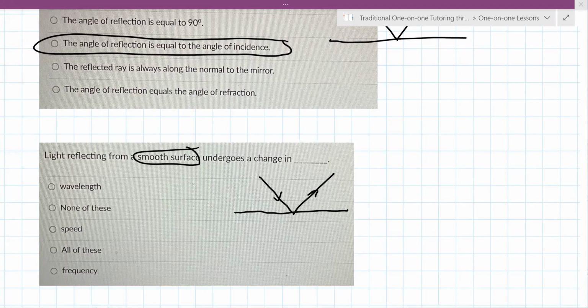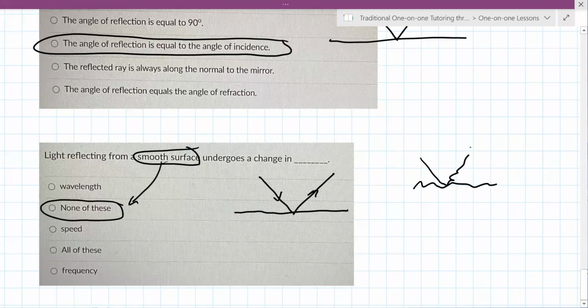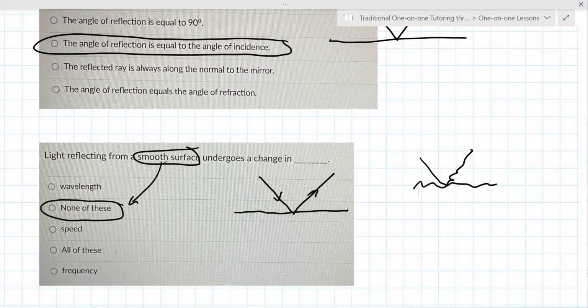So based on our earlier discussions, we just said it just bounces. It doesn't do anything. So I'm going to suggest we go with none of these. And that's probably because of this smooth surface. If it wasn't a smooth surface, maybe it does bend around and does something different on the way out. But that is my best guess based on that.